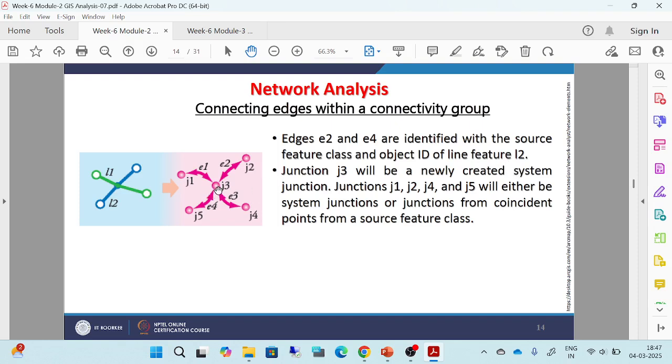The junction J3, which was introduced here, will be a newly created system junction. Junctions J1, J2, J4 and J5 will either be system junctions or junctions from coincident points from a source feature class. J3 is a newly introduced one, but J1, J2, J4 and J5 are whatever the initial points were marked, and they will be a part of that.